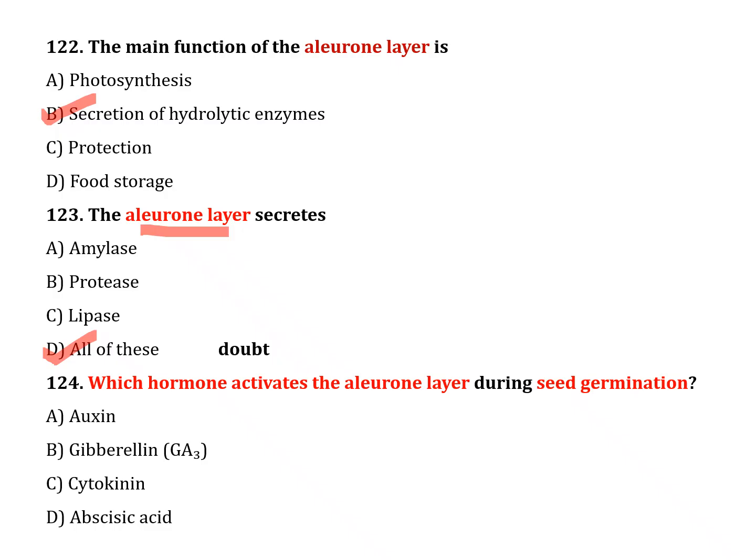The next question, number 124. Which hormone activates the aleurone layer during seed germination? Option A auxin, option B gibberellin, option C cytokinin, option D abscisic acid. Correct answer is option B gibberellins.